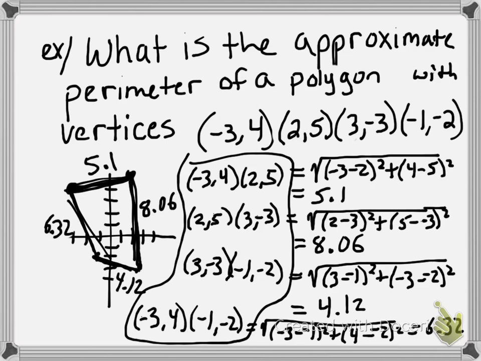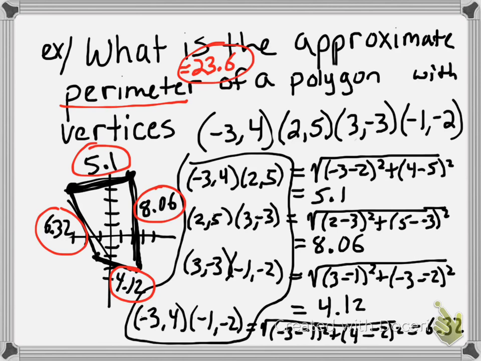Again, the question wants to know, what is our perimeter? So again, perimeter just means that we need to add up all of our sides. So to find our perimeter, I'm going to have to add those numbers up. I'm going to have to do the 5.1 plus the 8.06 plus the 4.12 plus the 6.32. So I'm going to do that in my calculator real quick. 5.1 plus 8.06 plus 4.12 plus 6.32. And this one I get 23.6. So my perimeter for this one is 23.6.